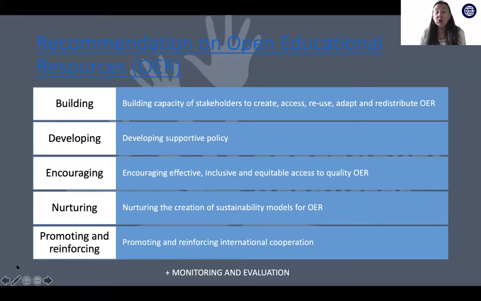This has also been shown by my colleagues, but I think it's important to see that the recommendation is so wide and so broad, because it is about building, developing, encouraging, nurturing, promoting and reinforcing all those five areas. But it is also about monitoring and evaluation. So everything we do in the sector of OER implementation, we also have to monitor and evaluate, and of course do research about.